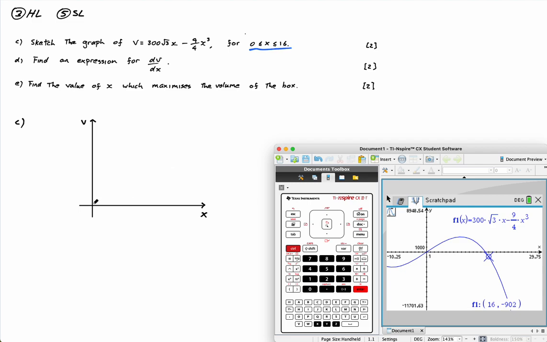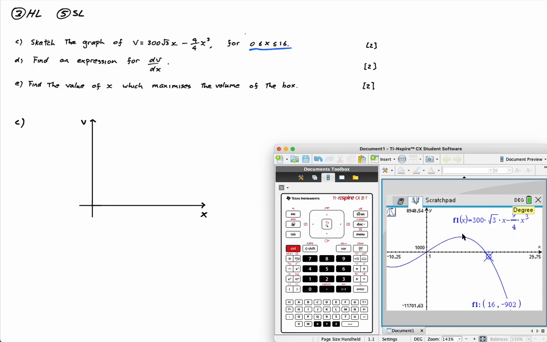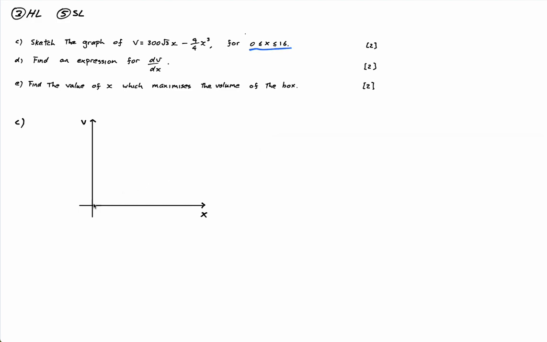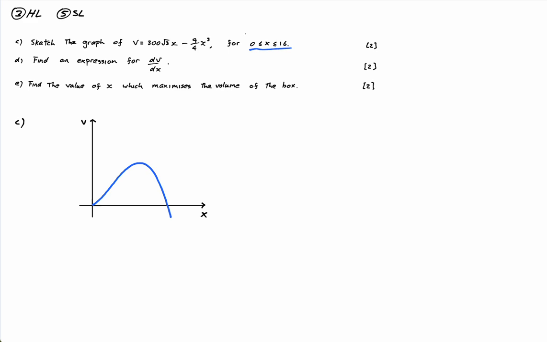So I'm going to start here. Let's change my pen. Right, I'm going to go up like this, and try and keep the concavity as it is. So we're going to go up here and down a little bit there. That looks pretty good. Now, as I said, this is 16, minus 902. So I can even put in that point here. This is 16, minus 902. This is 0, 0.